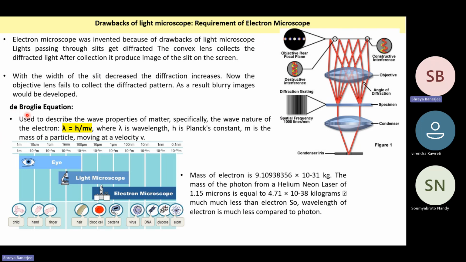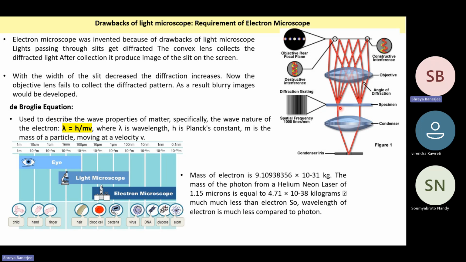Basically, the principle of the electron microscope is the de Broglie equation, which describes the wave properties of matter and says that an electron can have wave nature also, described by lambda equal to h by mv. So if we include the mass of the electron, which is around 9.1 × 10^-31 kg, and we include the velocity of an electron, we will find the wavelength of the electron to be much smaller compared to the wavelength of light. So in an electron microscope, having a much smaller wavelength, diffraction will not happen.